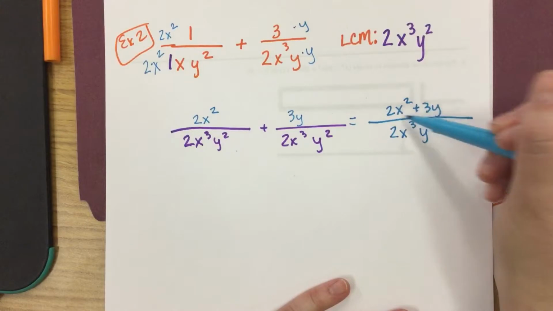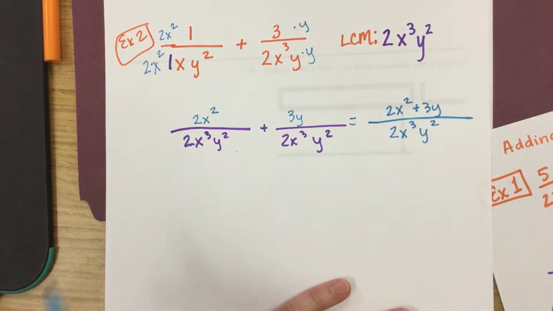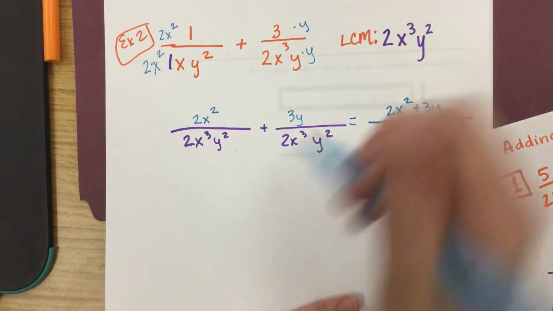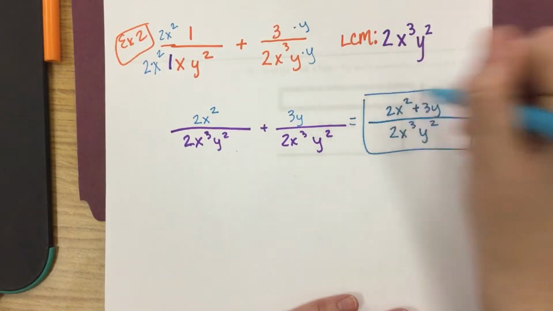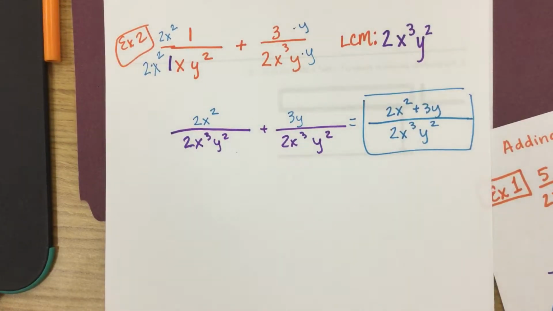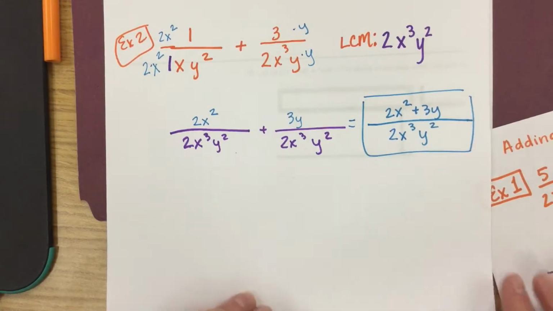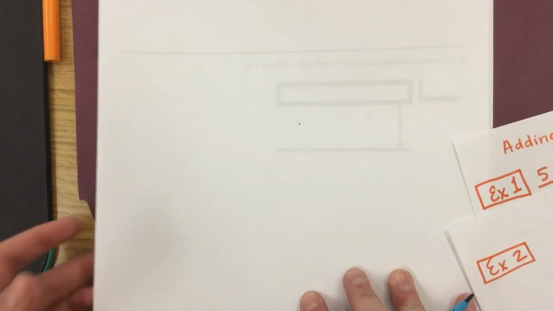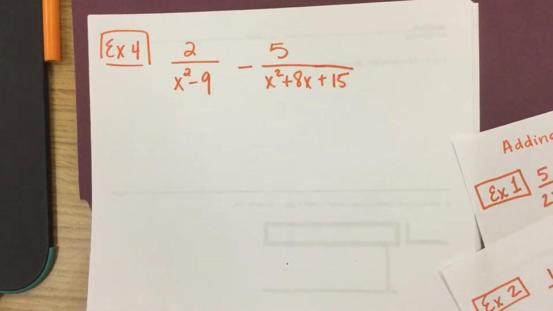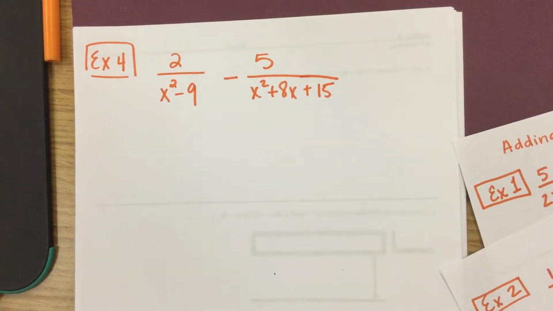Now, if I take a look at my numerator right now, nothing is going to factor out. If nothing is going to factor out, I assure you nothing is going to cancel. So this is your answer. Okay, now this is the last one that we are going to do together, and then you'll get time to work.